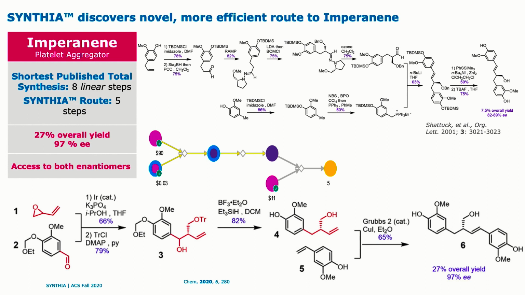It is also worth noting that this pathway was easily adjusted to use the opposite enantiomeric form of the iridium catalyst in step 1 to easily adapt and synthesize the unnatural R Emperonine in a 28% overall yield and 98% ee.